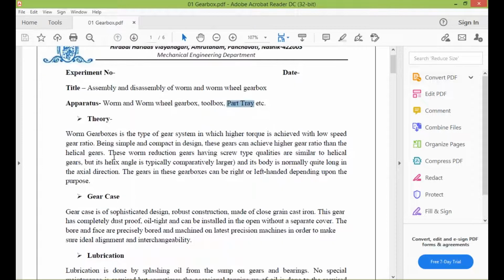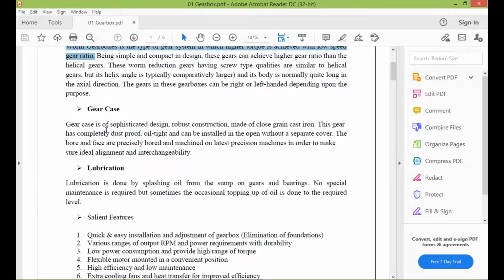We know very well about the worm gearbox. What is the theory for that worm gearbox? The worm gearbox is basically a type of gear system in which higher torque is achieved with a low speed gear ratio. We are going to use this worm gearbox to achieve higher torque at low speed, which is the basic application of that gearbox. Then what is the use of the gear case?